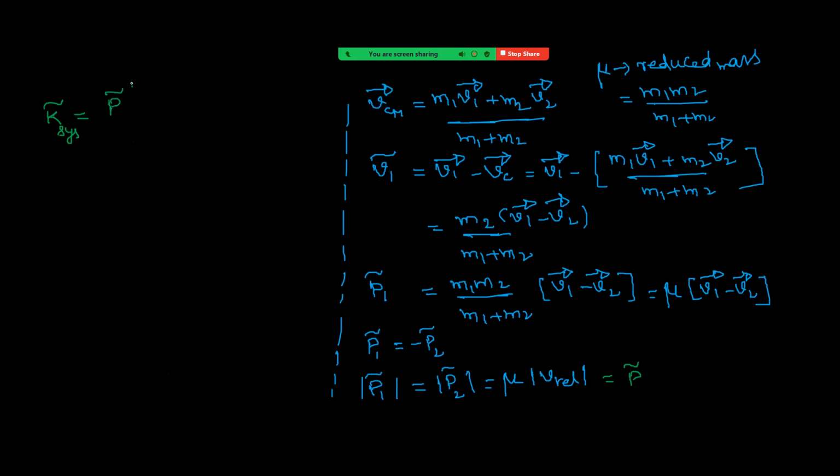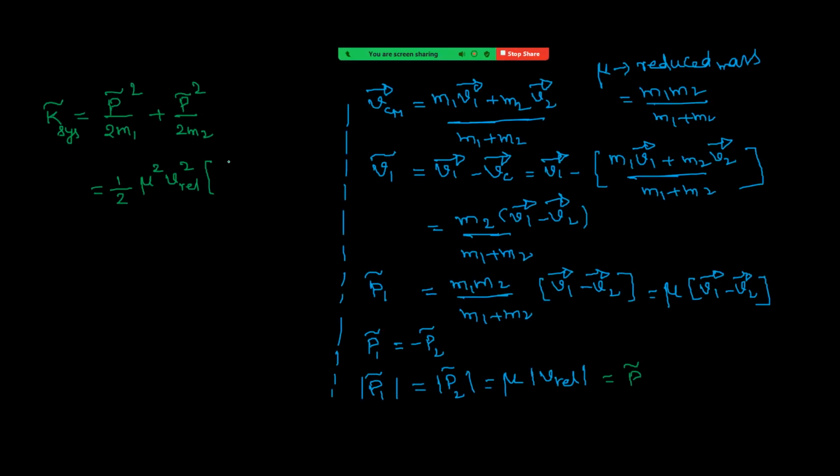I am writing here P tilde square by 2m1. It is P square by 2m1 for the first one. Next, P tilde square by 2m2. Now simplify this. I am taking 1 by 2 outside. P tilde square, in the place of that, I can write mu square V relative square, into 1 by m1 plus 1 by m2.